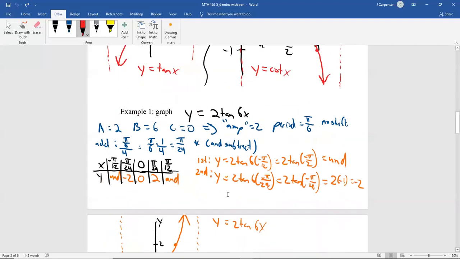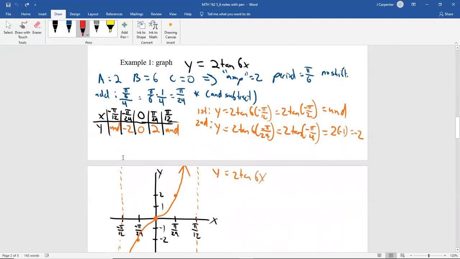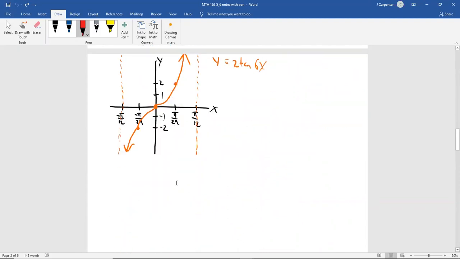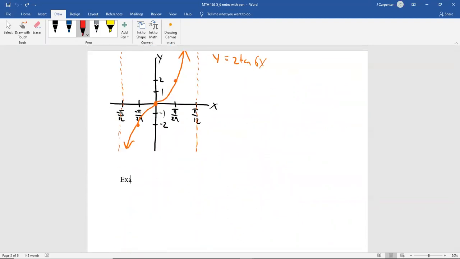And then we graphed 2 tangent of 6x. And you can see all the work. I'm not going to reiterate that. Look at last lecture for that detailed work, because now we're going to go straight into example 2. It'll be to graph y equals the secant of 2x.